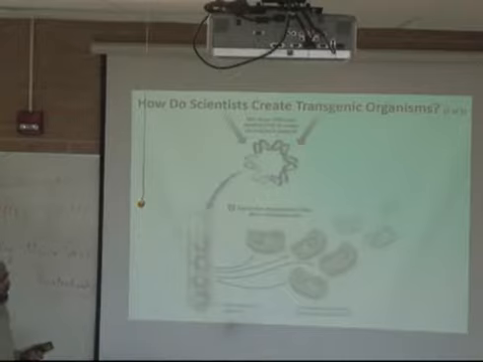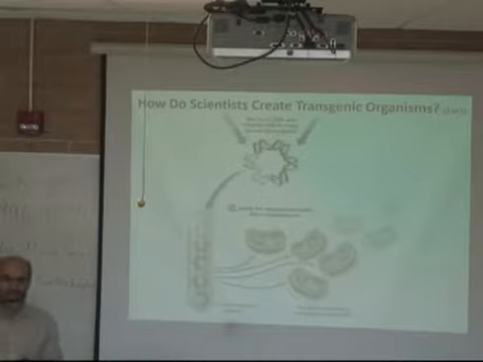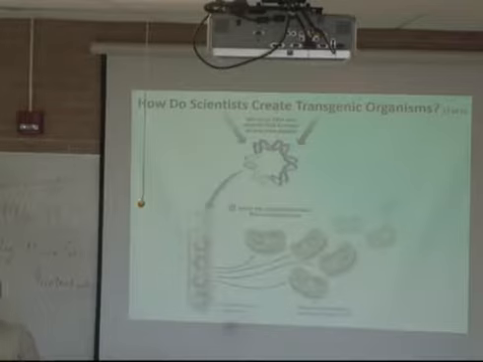Like the example we talked about last time, rice. Rice is naturally deficient in some vitamins. What scientists have done is they have isolated that gene from bacteria and introduced it in rice. So the rice quality is much better now.